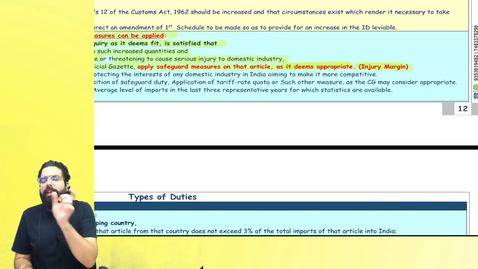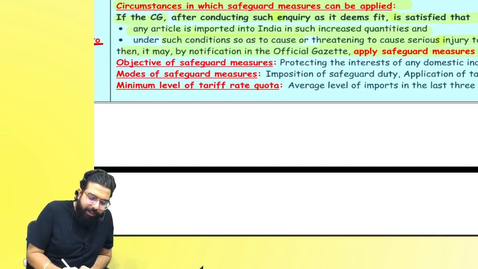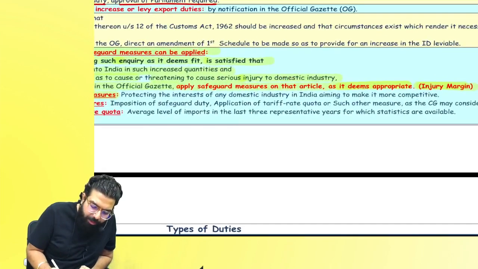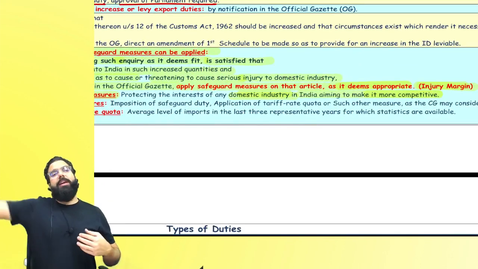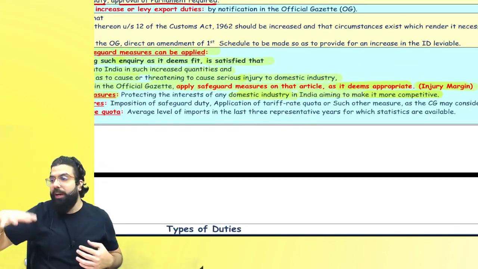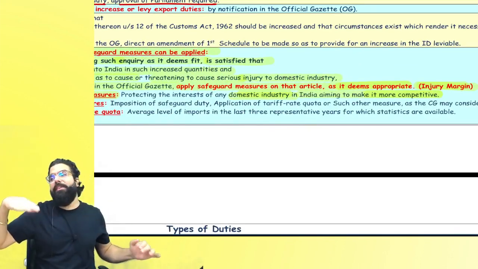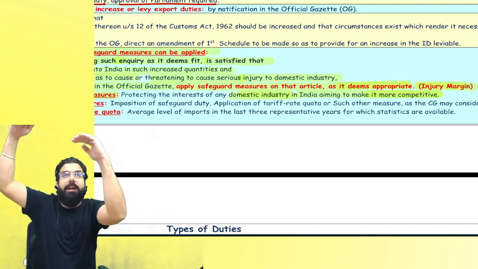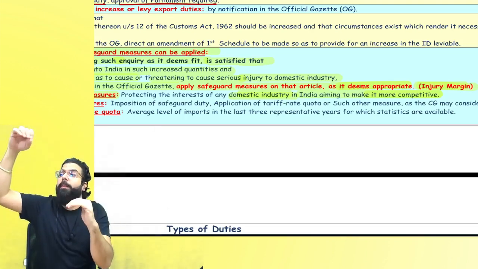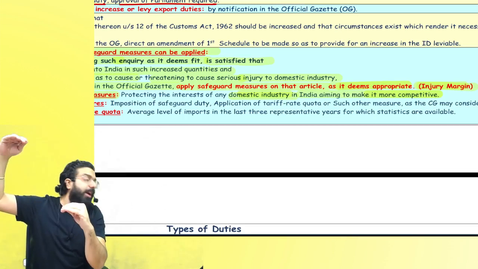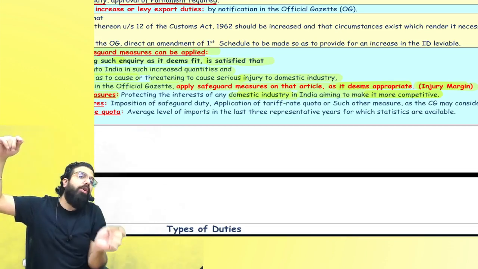Sometimes instead of duty, they implement other safeguard measures also. The objective of safeguard is to protect the domestic industry, aiming to make them more competitive. Increased quantity is coming from the US to India. The Indian domestic industry is telling, sir, the market is flooded. Because the market is flooded, the price is falling. Now the imported goods are able to survive, but we are not able to survive because our cost is too much.